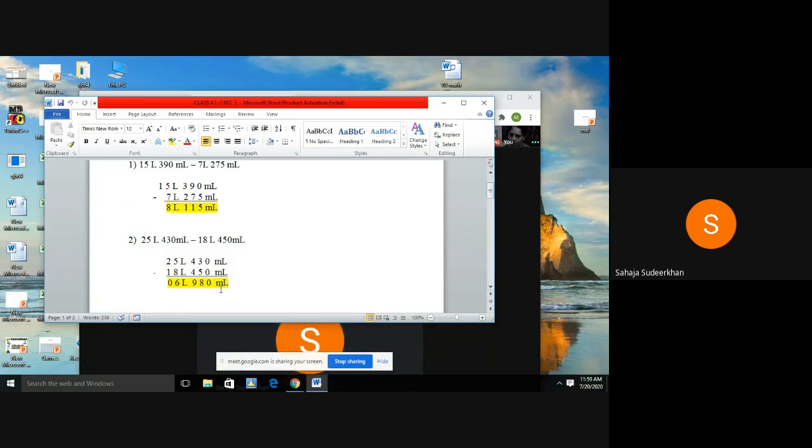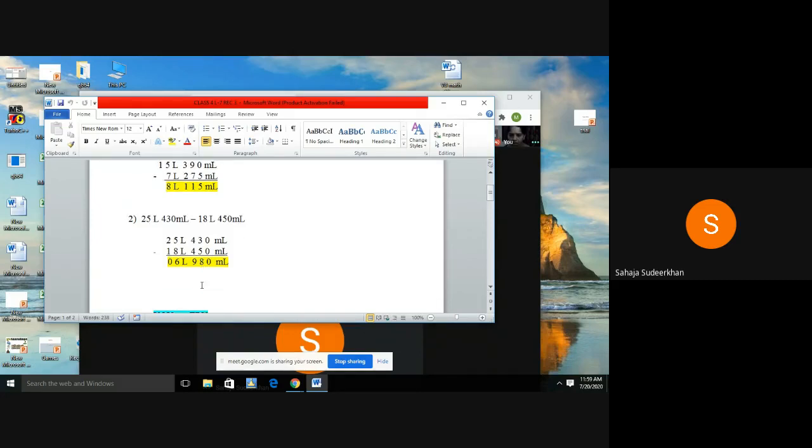Okay, children? So you can check your subtraction by reverse addition also, that you know. 0 plus 0, 0. 8 plus 5, 13, 1 is there. 4 plus 4, 8, and that one is 9. Like that you can check your subtraction also.